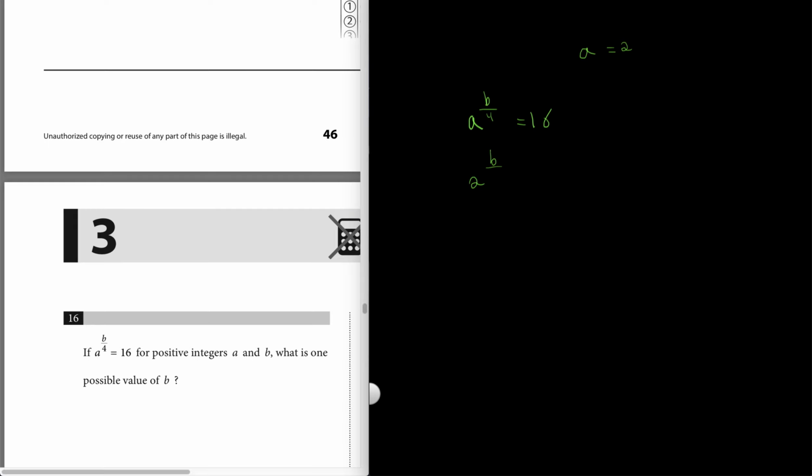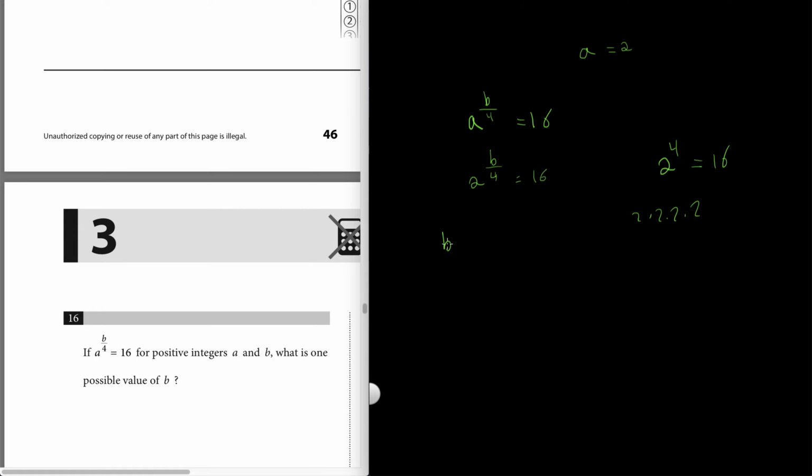And again, if I didn't do that, I can't really solve this because we have two variables in one equation, right? They didn't give us restrictions for a or b actually. So I'm just going to choose a value of a and then therefore find a value of b. Okay, so if 2 to the b over 4 is equal to 16, we can solve for b, right? We know that 2 to the power of 4 is equal to 16, right? Because 2 times 2 times 2 times 2. 2 times 2 is 4, times 2 is 8, times 2 is 16.